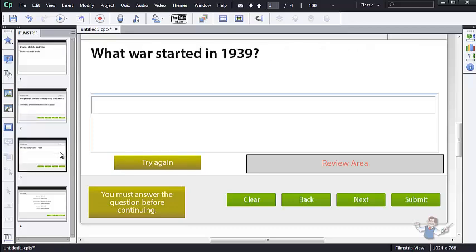Now the second type of question is what's known as a short answer. Now the key to the short answer question is you need to know the variants of how a person can answer a question. For example, we have here a question saying what war started in 1939. Now most people know it was the Second World War, but the way software works, you have to ensure that the answer that the user writes down is exactly the answer that you require.